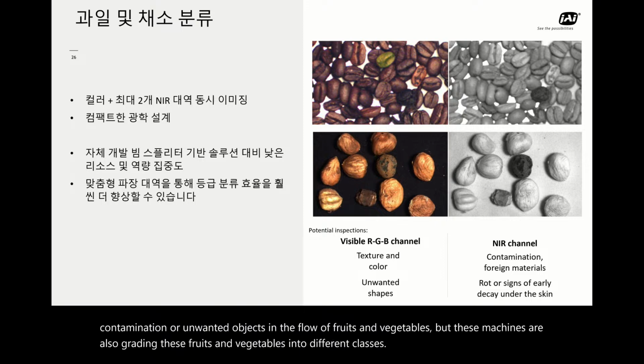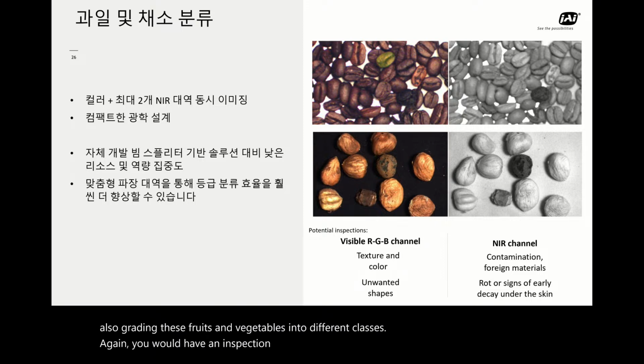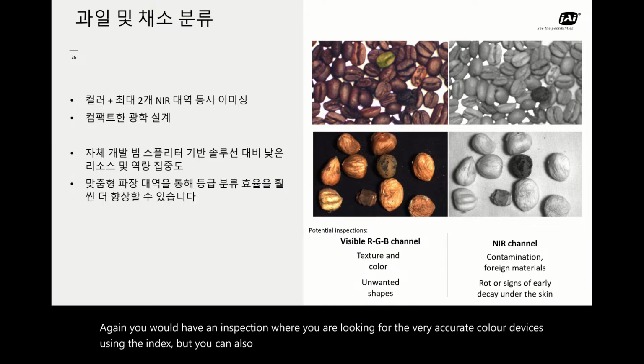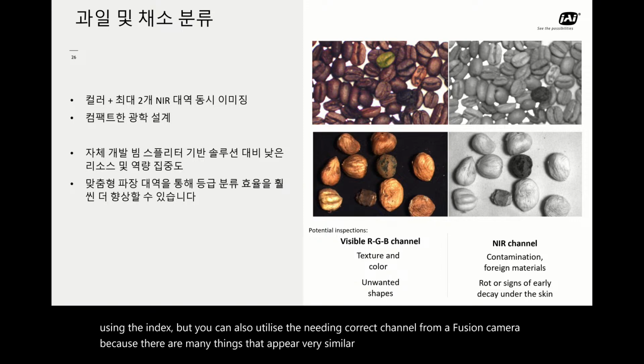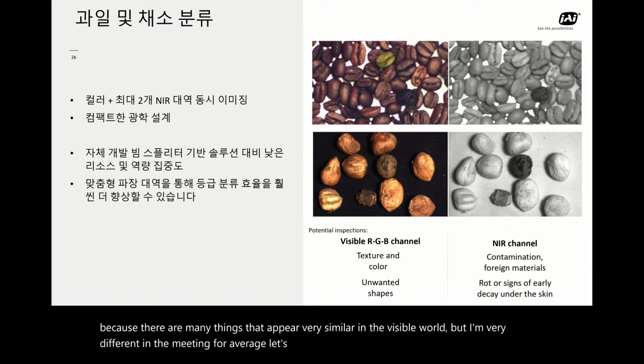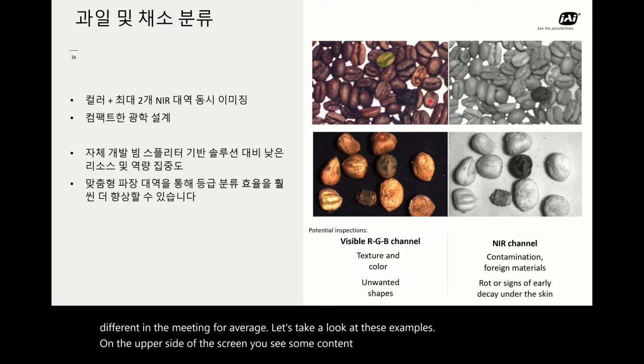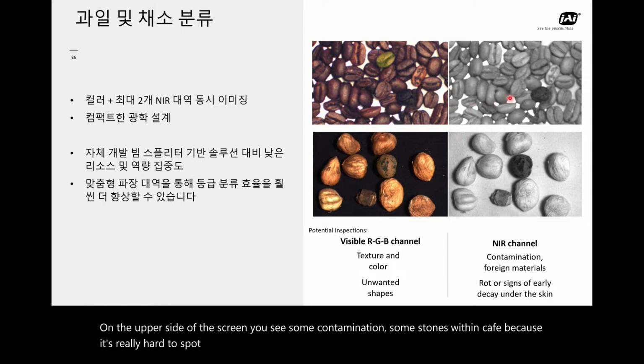And again, you could have an inspection where you are looking for the very accurate color nuances using the Apex, but you can also utilize the near infrared channel from a Fusion camera, because there are many things that appear very similar in the visible world, but are very different in the near infrared range. Let's take a look at these examples. On the upper side of the screen, you see some contamination, some stones within coffee beans. It's really hard to spot on the color image, but it's really easy to spot on a near infrared image. And the same stands for these nuts.